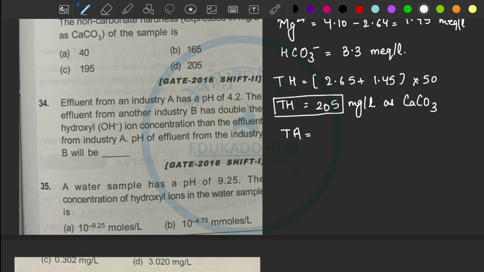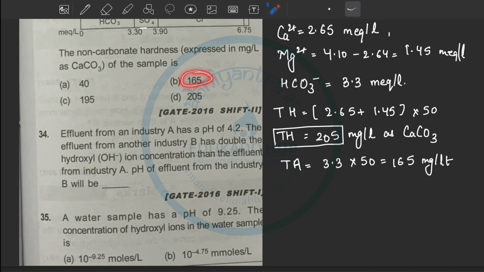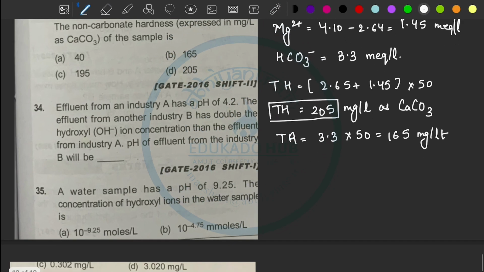So total alkalinity will be SiO3 is 3.3, into 50, nothing but 165 milligram per liter. Now this is also in option here, option B, but this question is still not completed.